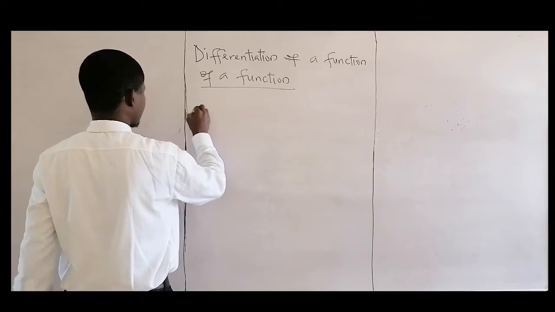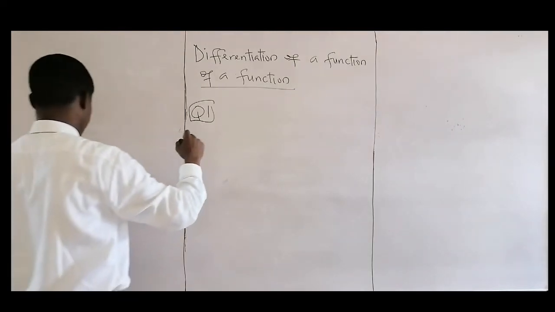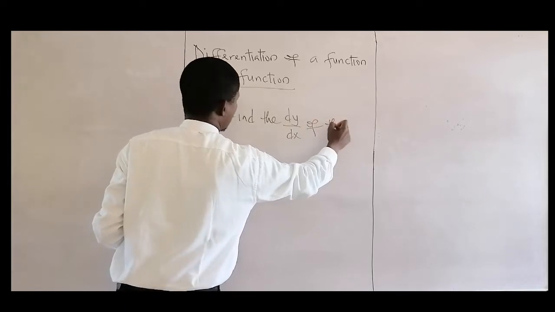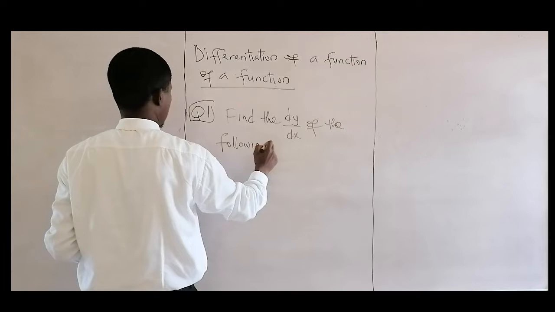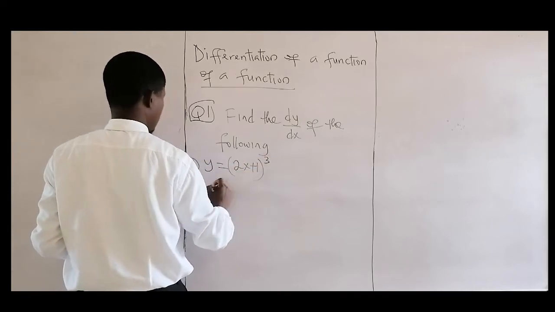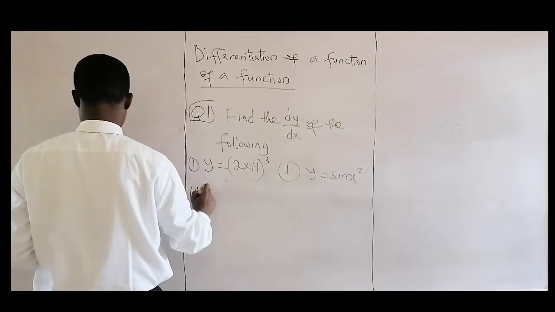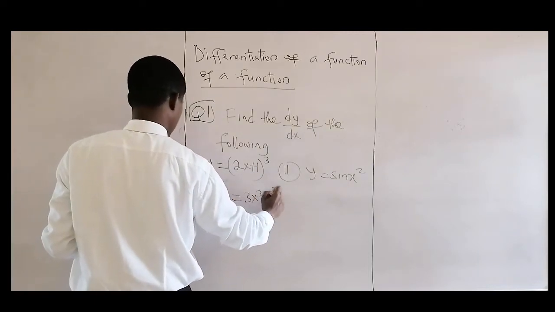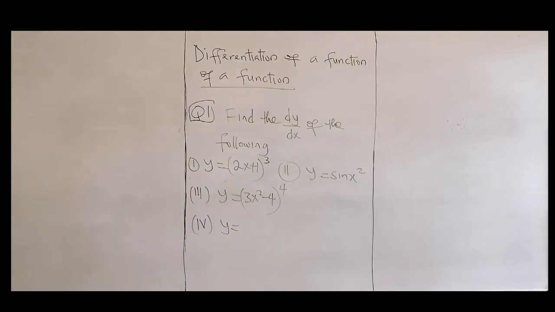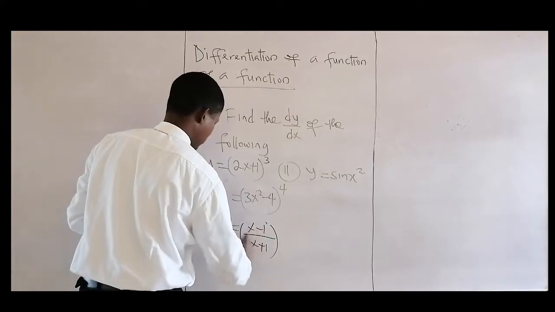Let's take question one. Find dy/dx of the following. One, y equal to (2x + 1) to the power 3. Two, y equal to sine x squared. Three, y equal to (3x squared minus 4) to the power 4. And four, y equal to ((x minus 1) over (x plus 1)) to the power 4.